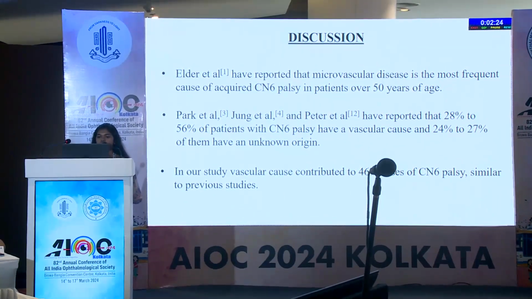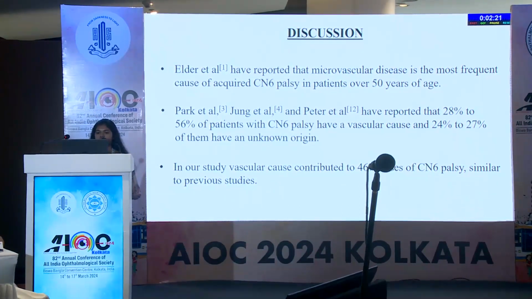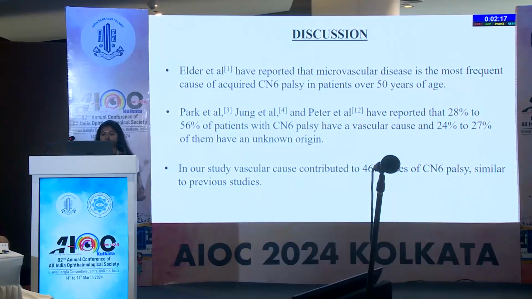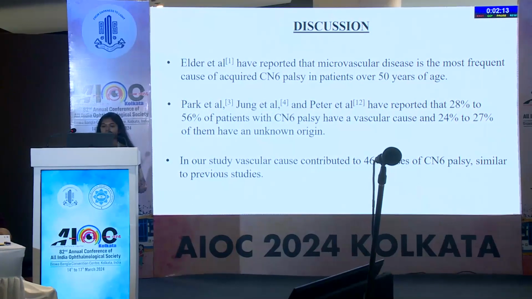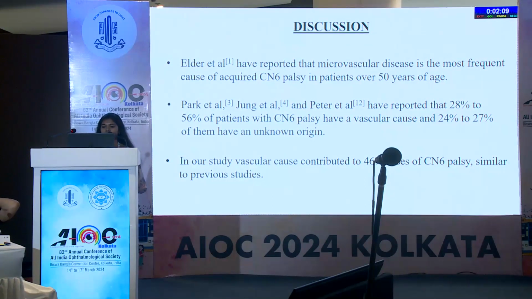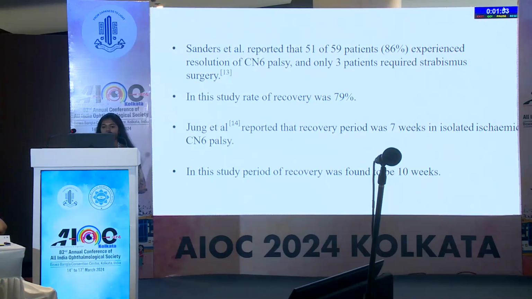Elder et al. have reported that microvascular disease is the most frequent cause of acquired 6 nerve palsy in patients over 50 years of age. Park et al., Jung et al., and Peter et al. have reported that 28 to 56% of patients with 6 nerve palsy have a vascular cause, and 24 to 27% of them have an unknown origin. In our study, vascular cause contributed to 46% cases of 6 nerve palsy, similar to previous studies. Sanders et al. reported that 51 of 59 patients, that is 86%, experienced resolution of 6 nerve palsy, and only 3 patients required strabismus surgery. In this study, rate of recovery was 79%. Jung et al. reported that recovery period was 7 weeks in isolated ischemic 6 nerve palsy. In this study, period of recovery was found to be 10 weeks.